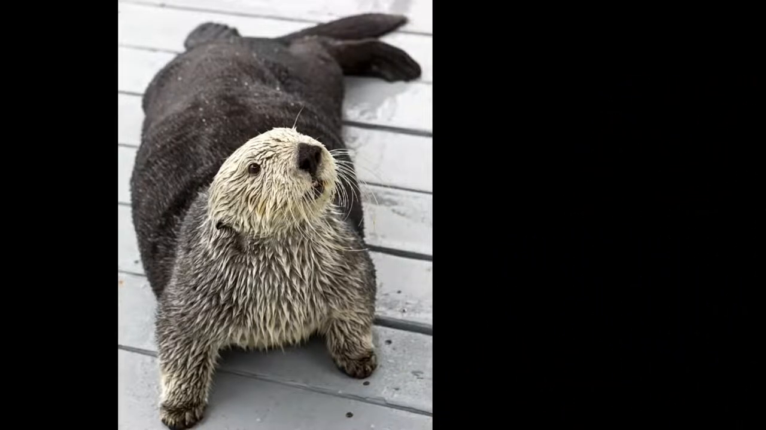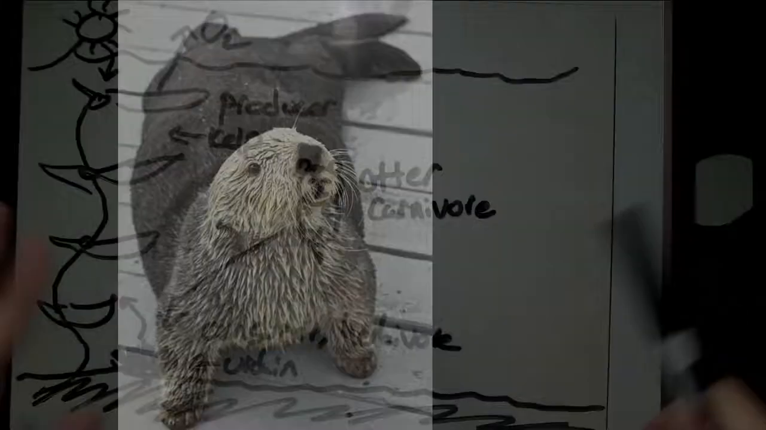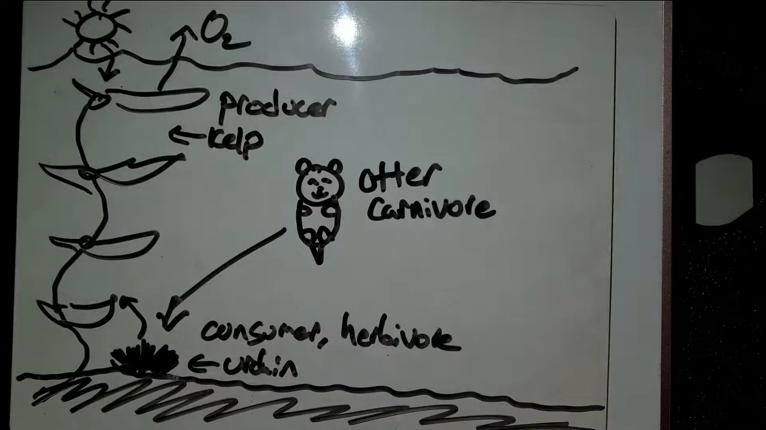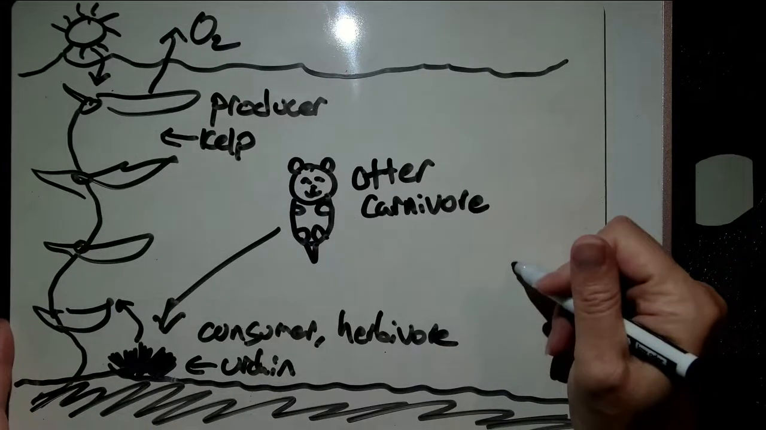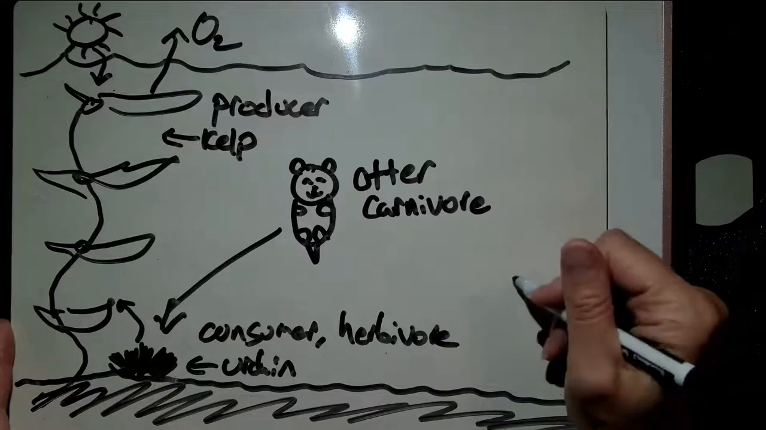And when they were being historically hunted for their fur, we started to realize, well, whoa, we don't really have nice kelp forests anymore because, going back to my drawing here, going back to our food web here. If the otters, so we had, what am I trying to do here? Kelp.